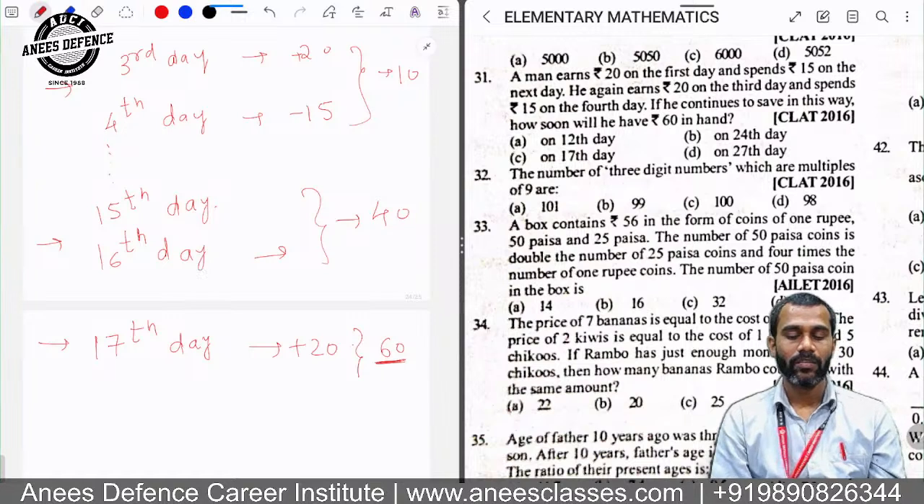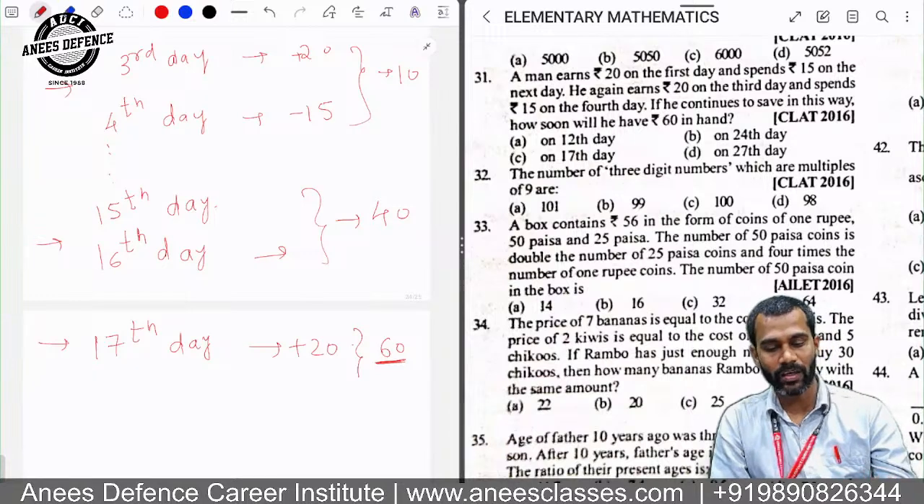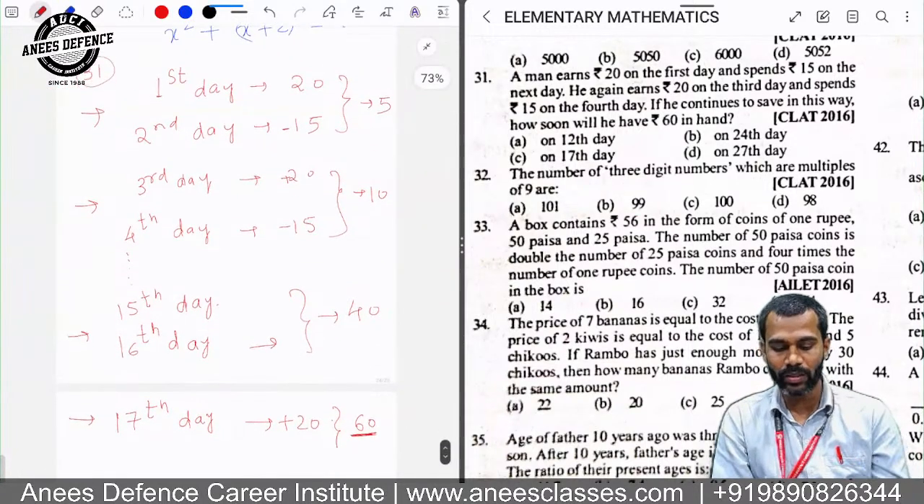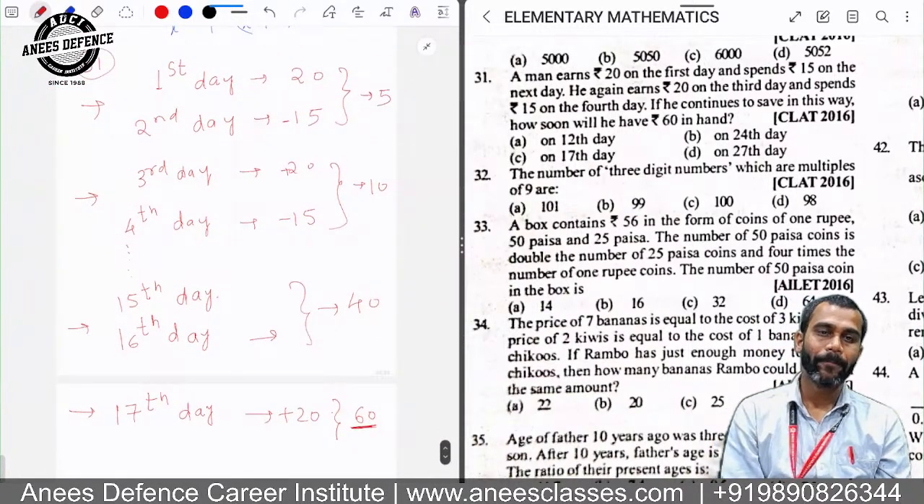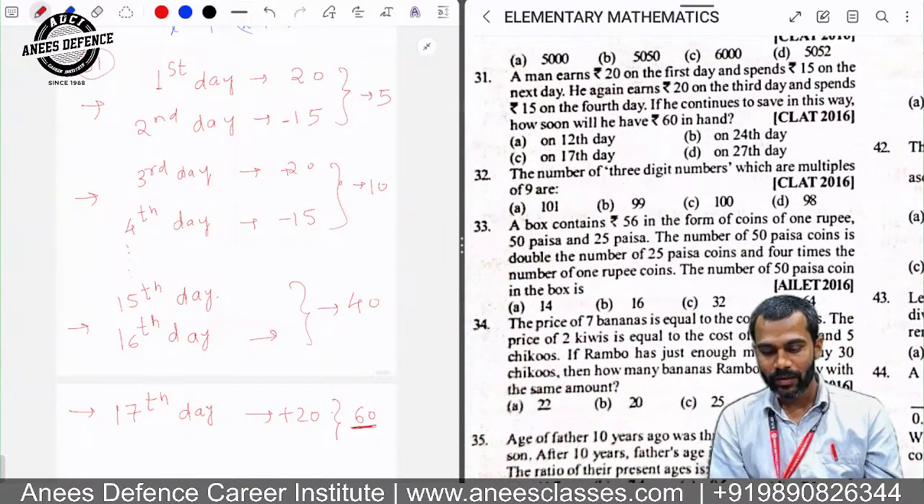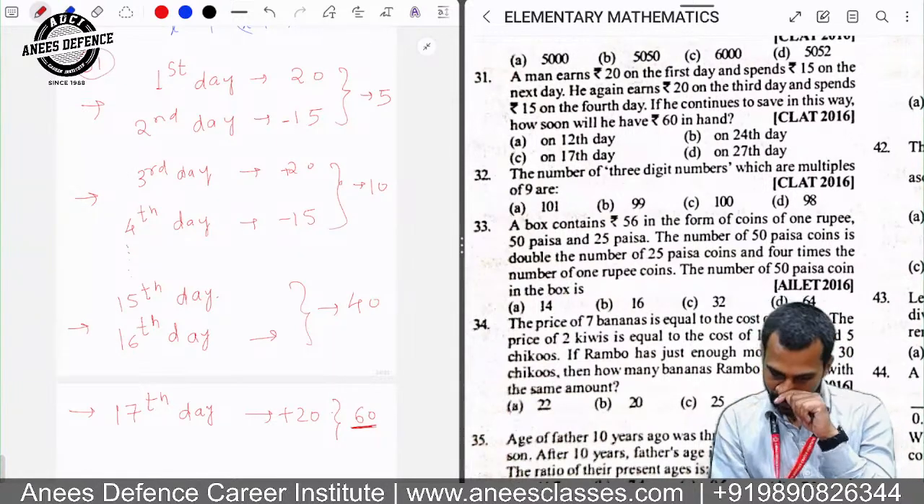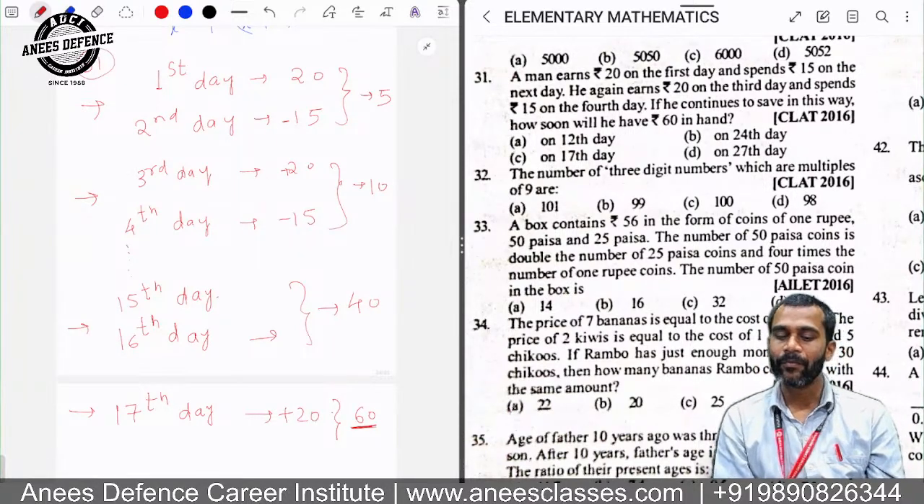Now he will not spend because he has already got 60. I hope it is clear. Please write it down. Online students, have you understood? Answer is 17, not 24. It is not 12. Answer is 17. I hope it is clear. Okay. Please try question number 32 now.